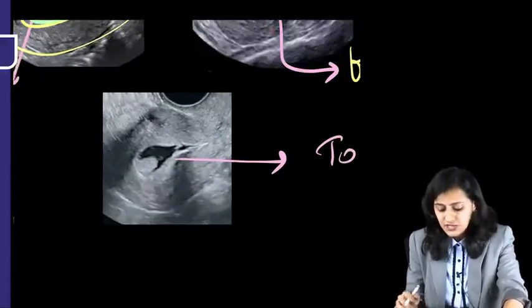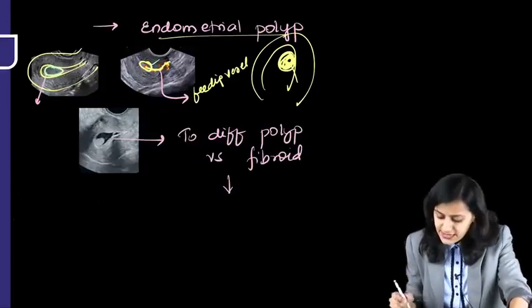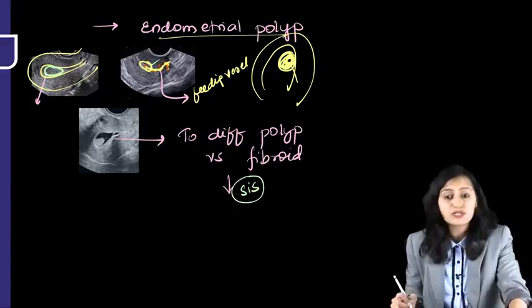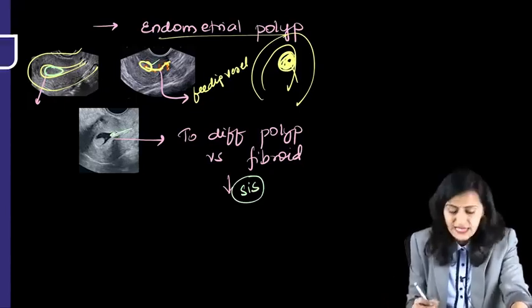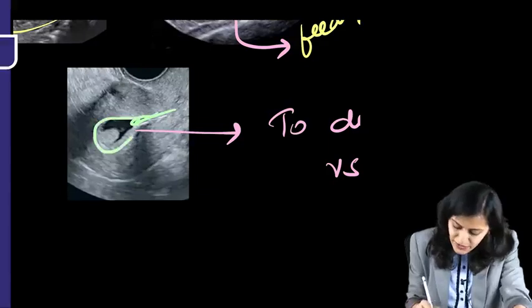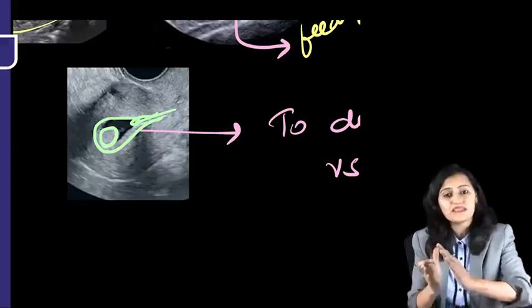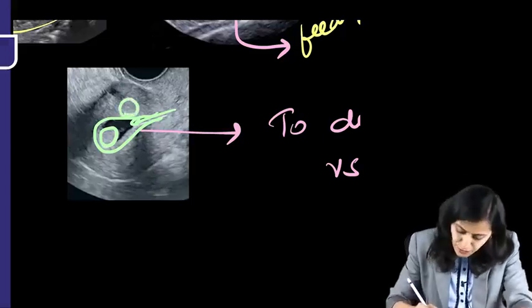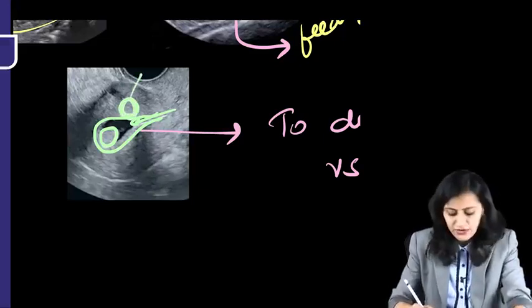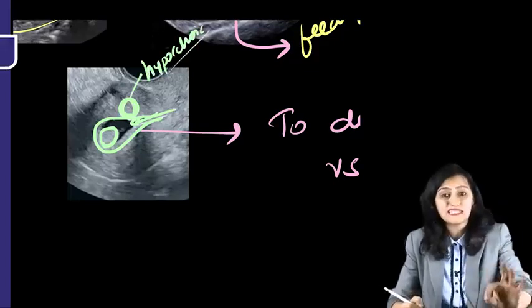The best investigation to differentiate whether this is polyp or this is submucosal fibroid is saline infusion sonography, where we instill saline into the endometrial cavity and we distend the endometrial cavity. So we get to see that this lesion actually is within the endometrial cavity. Fibroid will be outside the endometrial cavity and it would be hypoechoic because it is muscle.